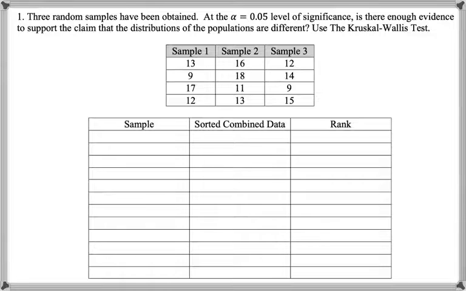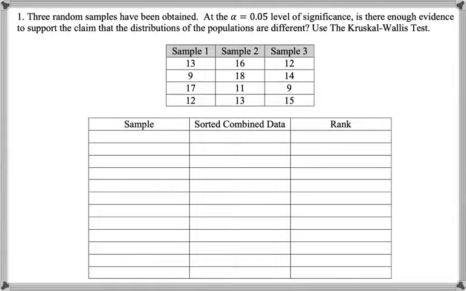3 random samples have been obtained. At the 0.05 level of significance, is there enough evidence to support the claim that the distributions of the populations are different? Use the Kruskal-Wallis test. So first, we need to combine and sort the data.